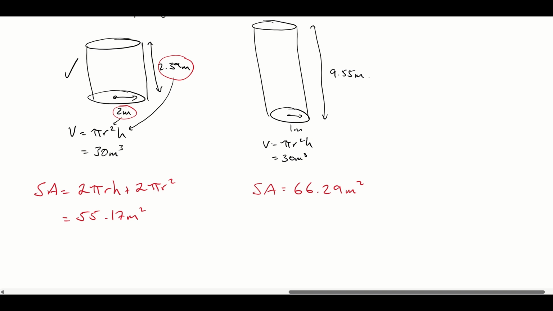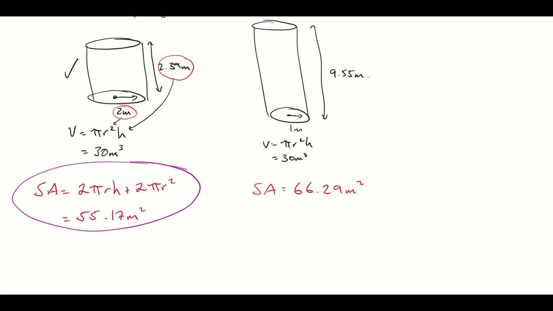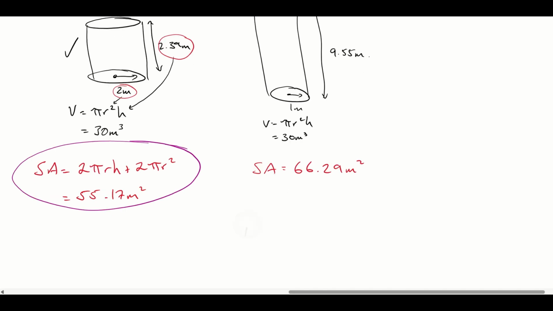So we can see that the cylinder on the left with these dimensions would be far more favorable for him because there is less surface area, so less painting for him to do, which is going to be cheaper. Now, there are a set of dimensions which are completely optimal, and we're going to use calculus to solve for that. So, we know that the volume of the cylinder is pi r squared times h, and that has to be 30 cubic meters because that's the water tank that he was looking at.